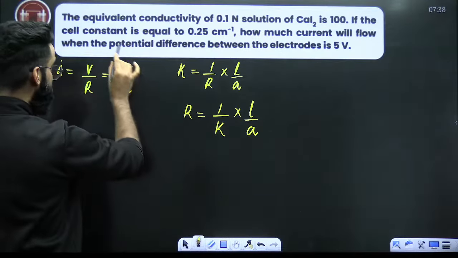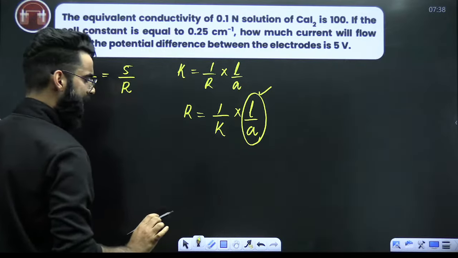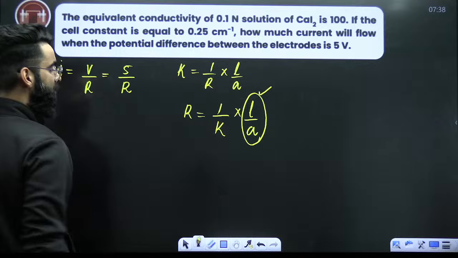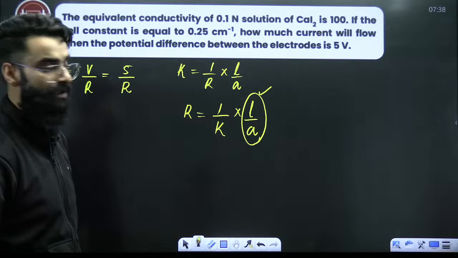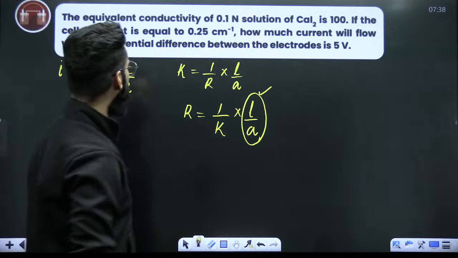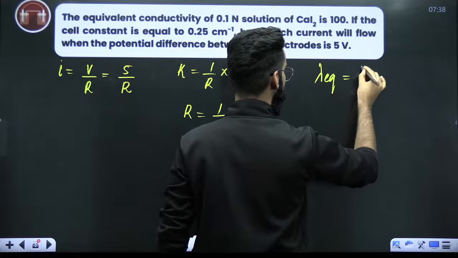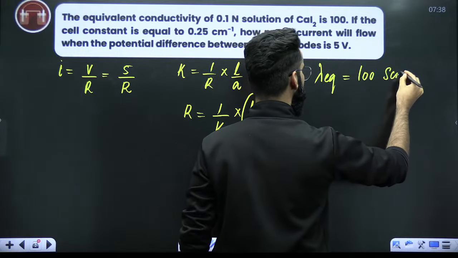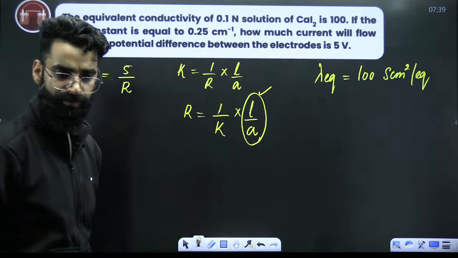Perfect. Now, as per the question, this particular term cell constant is given to me, correct? But this kappa is not given to me. So I have to calculate kappa as well. From where do I calculate the conductivity? For that purpose, equivalent conductivity is given. Equivalent conductivity is given to me as 100 Siemens centimeter square per equivalent.